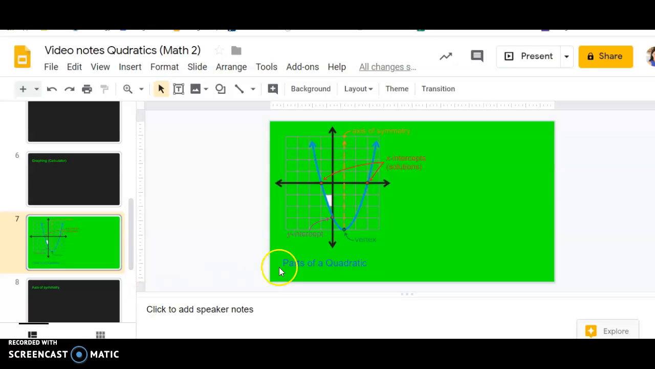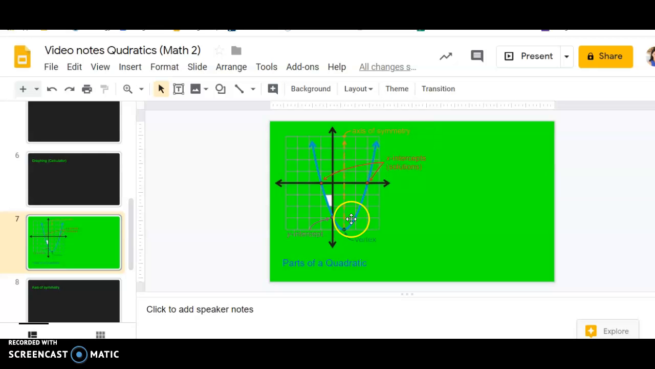Okay, so we're just going to quickly review the parts of a quadratic. They make parabolas, so you can see they make what looks like little Pringles. They go up like a roller coaster, or they go down like a roller coaster. We're going to talk a little bit about what each of the parts mean.